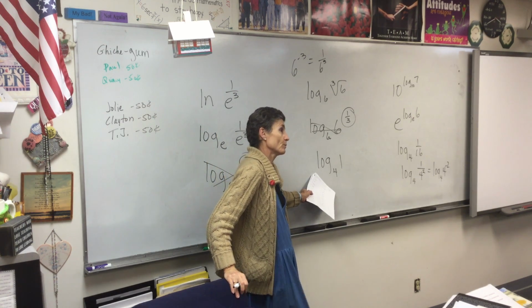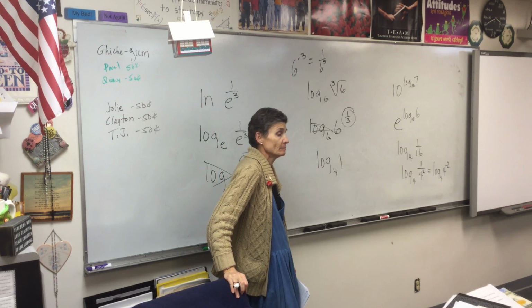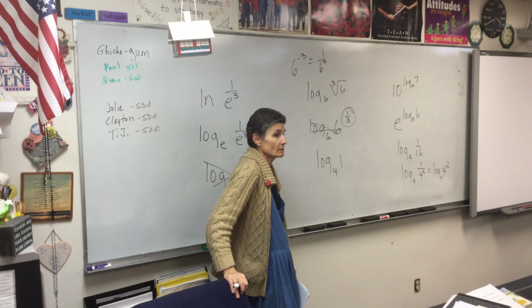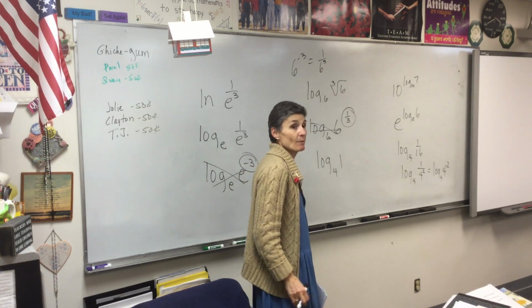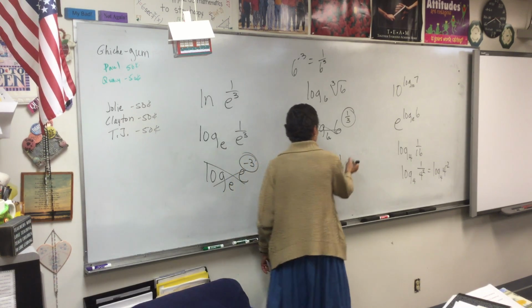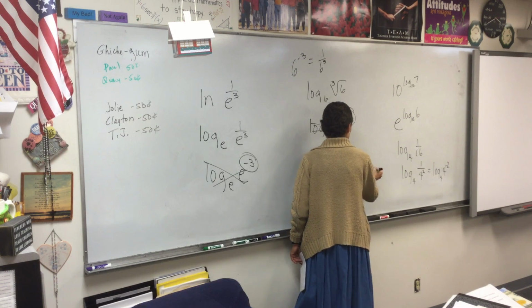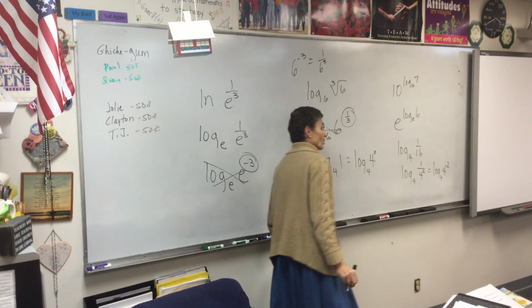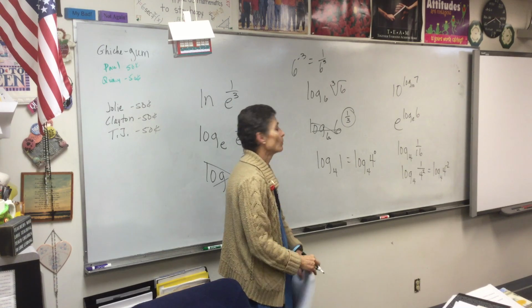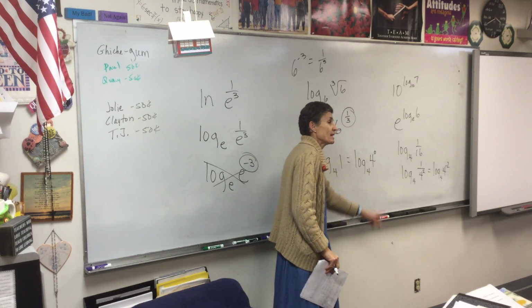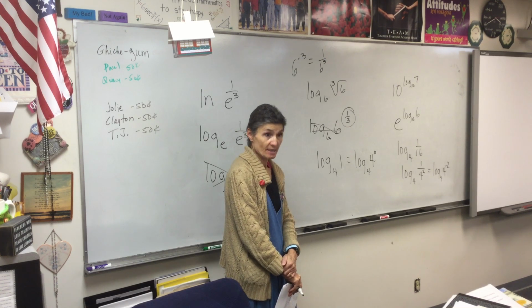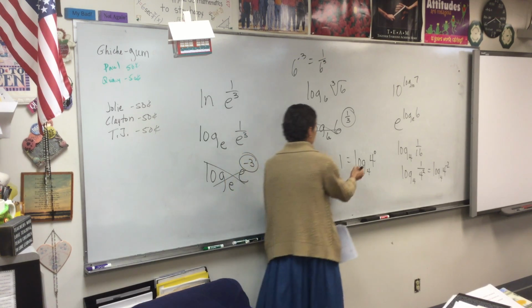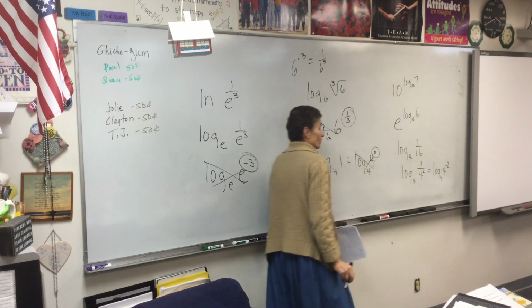This is a hard one, really hard. Anybody have a thought on that? 1/4? No, that's a good guess. No, it's 0. And it's 0 because what's 4 to the 0th power? 1. So we have to think of 1 as 4 to the 0. So the answer is 0.